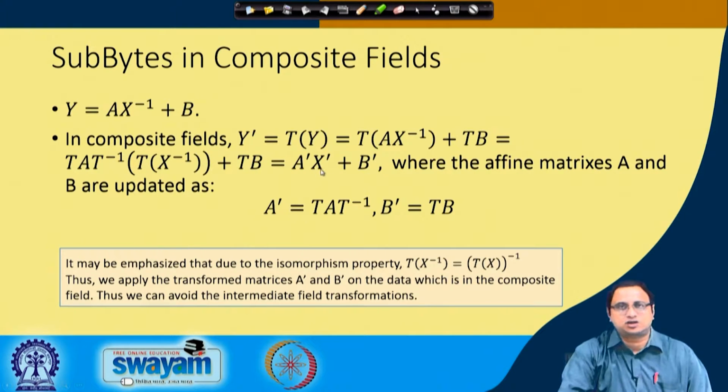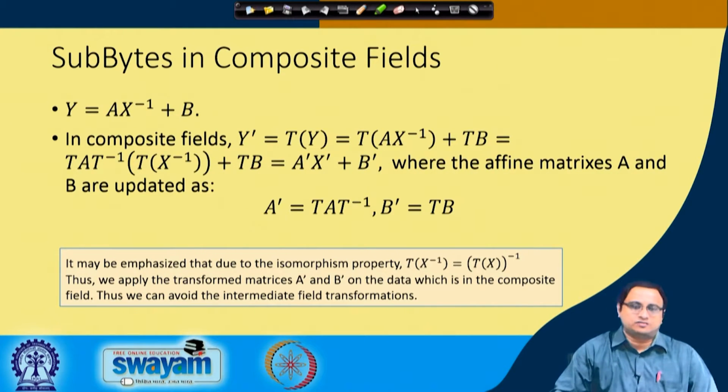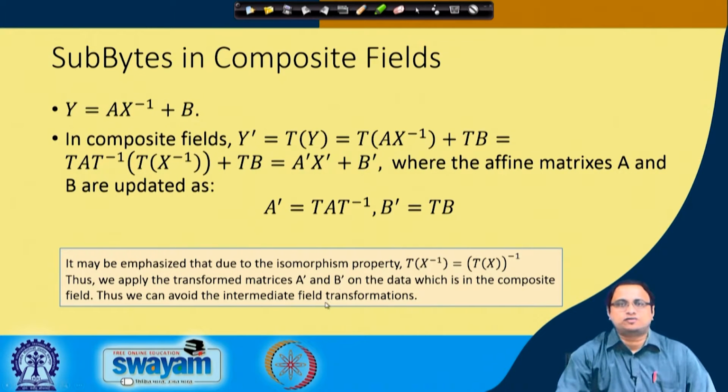That means x' is in the composite field, and A' and B' have also been adjusted to do the transformation in the composite field, without requiring the transformation from GF(2^8) to GF((2^4)^2) and vice versa at every step. So, that is why you now have a consolidated SubBytes, where this entire SubBytes has been expressed in composite fields. So, that will reduce your overheads incurred due to field transformations.